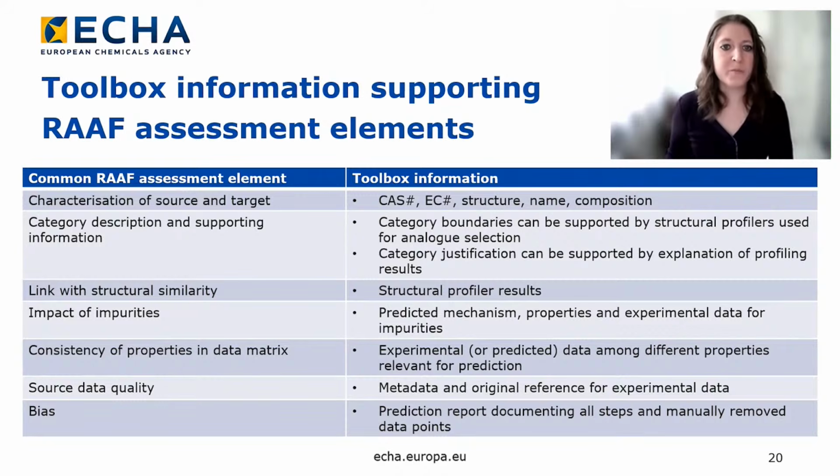For example, the toolbox provides information on the identity of the substances. And for the category description, an important element is the definition of the category boundaries. The structural and mechanistic profilers of the toolbox can contribute to that. In particular, there is more detailed information on the profile alerts available as background information in the toolbox. Another element concerns the impact of impurities. The toolbox can help by predicting properties and modes of action of impurities, or even contains related experimental data.